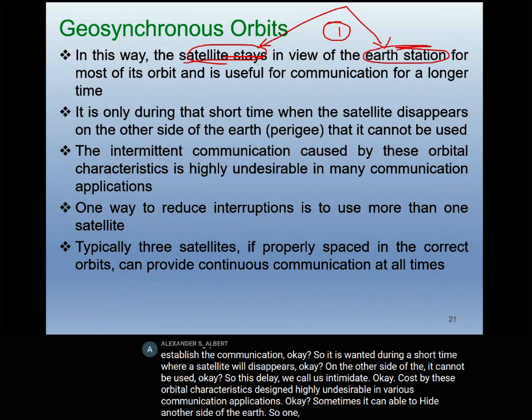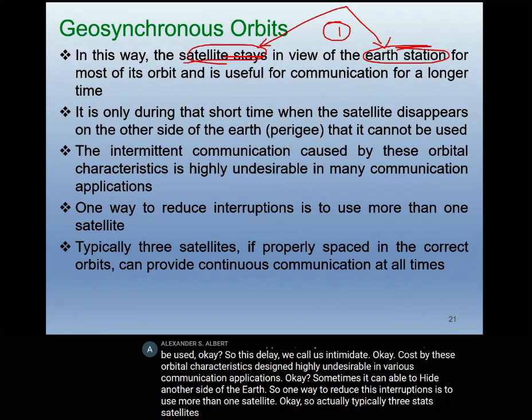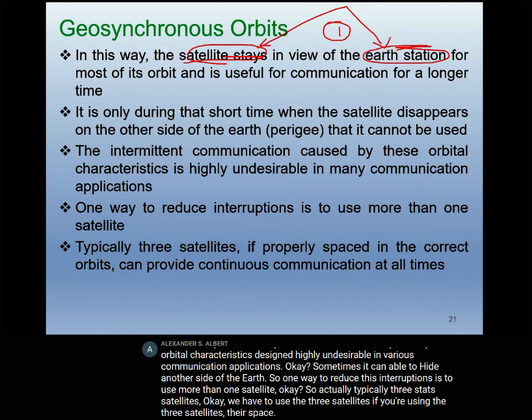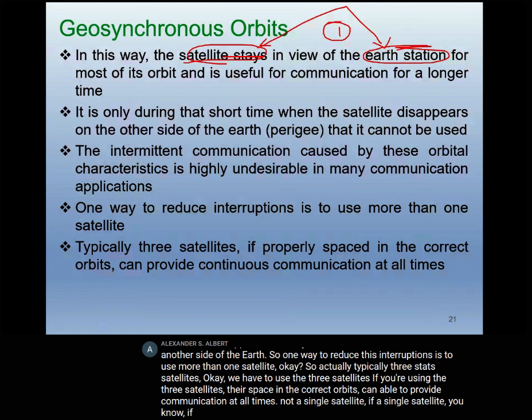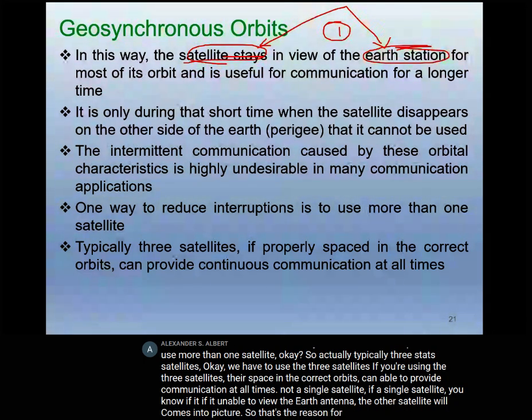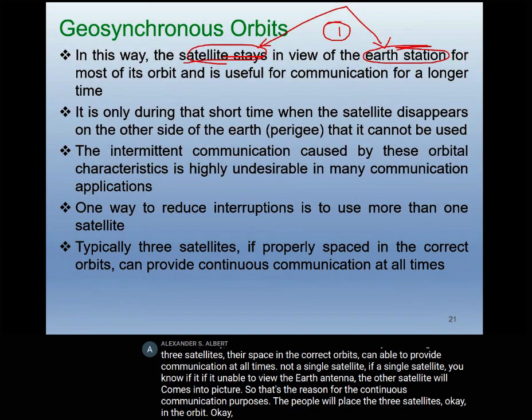So one way to reduce these interruptions is to use more than one satellite, typically three satellites. If you use three satellites spaced in the correct orbits, they can provide communication at all times. Not a single satellite: if one satellite is unable to view the Earth antenna, the other satellite comes into the picture. That is the reason that, for continuous communication, people place three satellites in the orbit to ensure communication at all times.